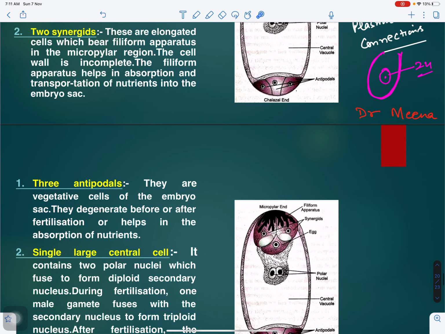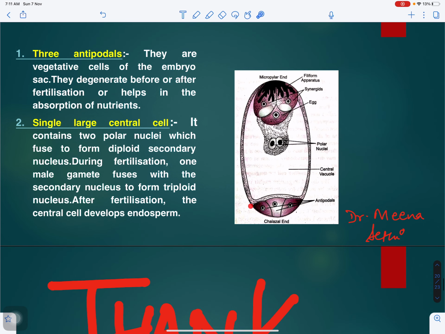Then we have three antipodal cells present over here toward the chalazal end. When the egg is fertilized, these antipodal cells will degenerate, right? And they will also help in absorption of the nutrient from the nucellus tissue. Like this is present inside the nucellus, so the antipodal cells will help in absorption of the nutrients from the nucellar tissue. Then we have this central cell which is single, and it has two polar nuclei, right?